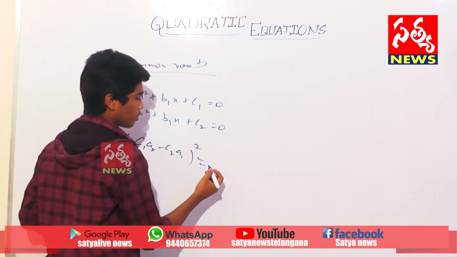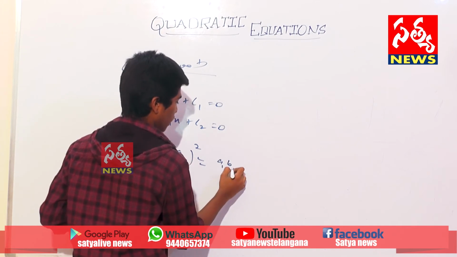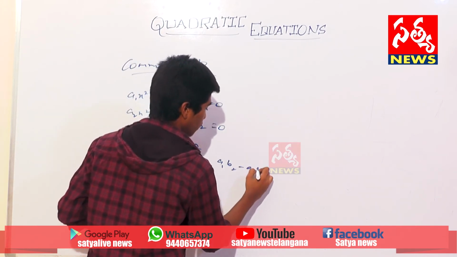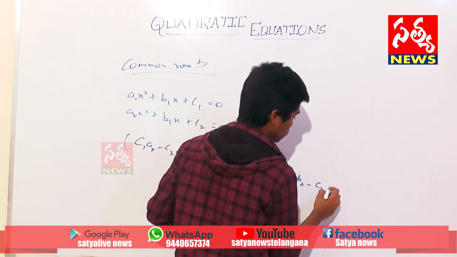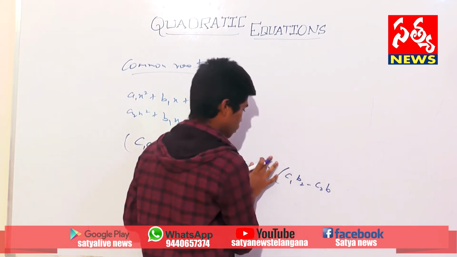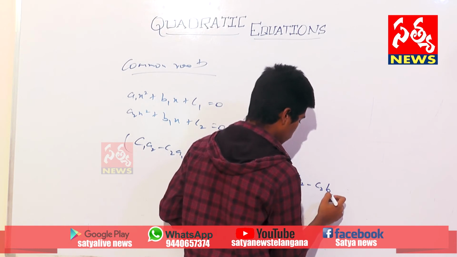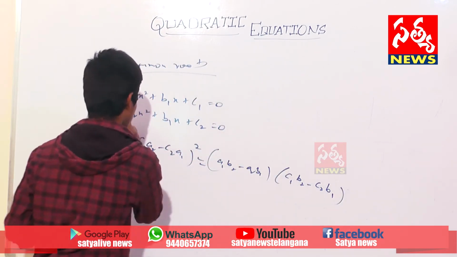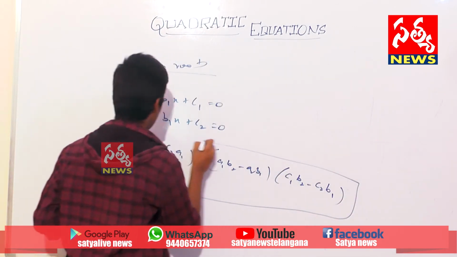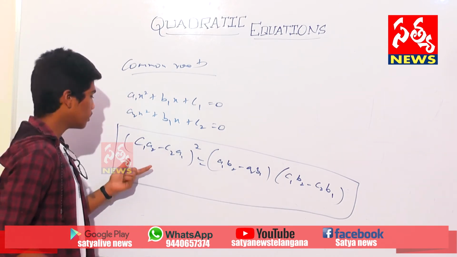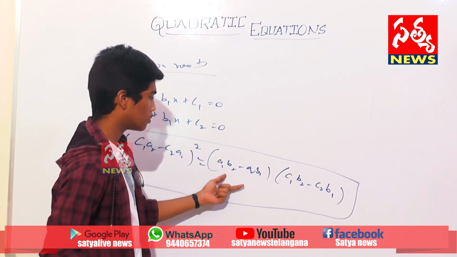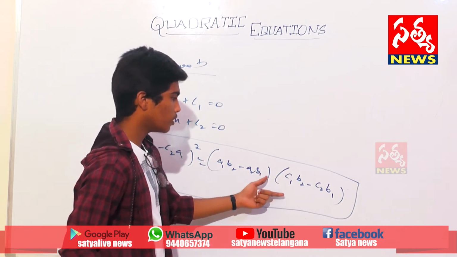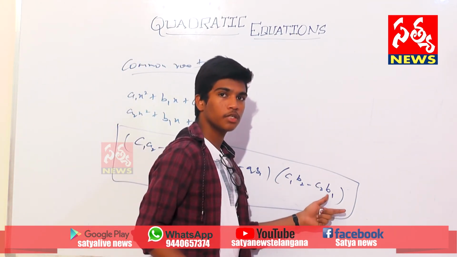(c1a2 minus c2a1) whole square is equal to (a1b2 minus a2b1) into (c1b2 minus c2b1). This is the formula. Easy to remember, right? (c1a2 minus c2a1) whole square is equal to (a1b2 minus a2b1) into (c1b2 minus c2b1).